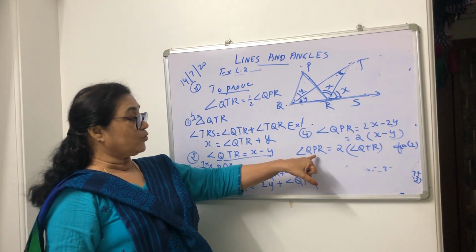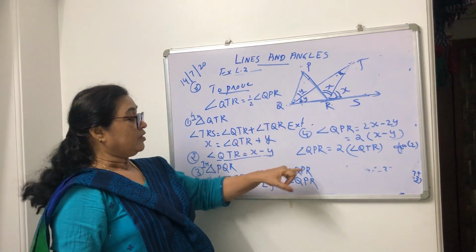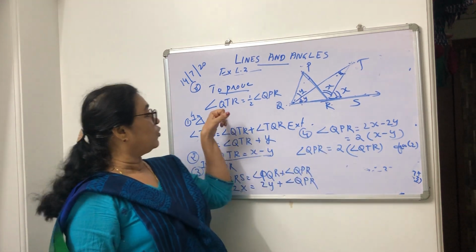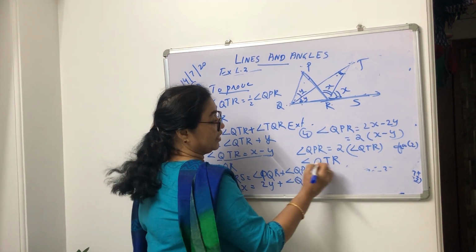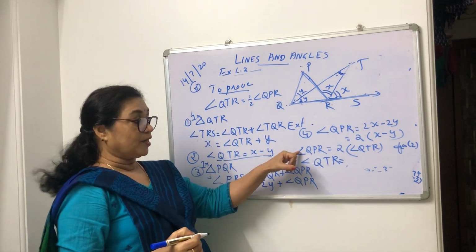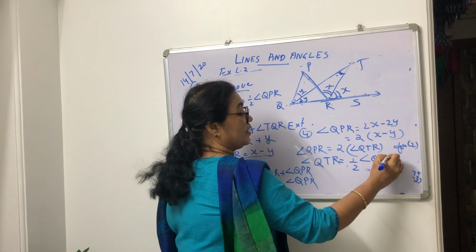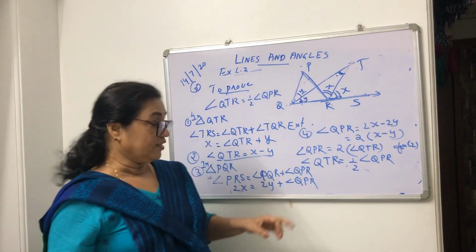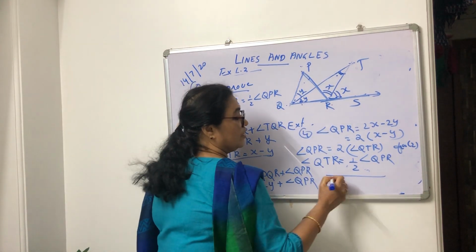So what you got? QPR is equal to 2 times QTR. So we want to find out QTR. Angle QTR is equal to, this 2 will come here, half of angle QPR. Here, see you got it. Angle QTR equal to half of angle QPR.